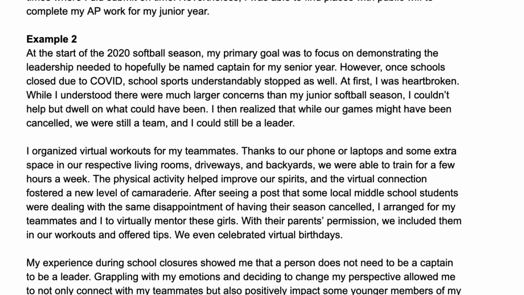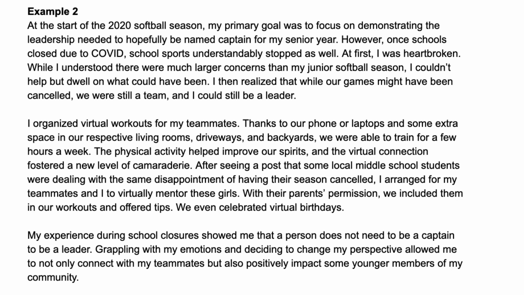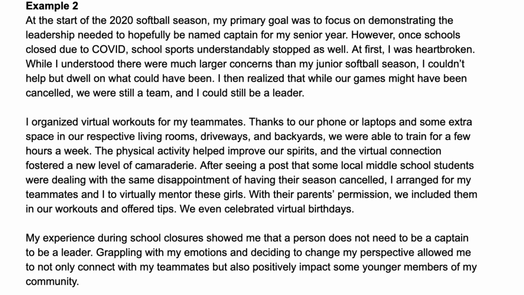And so the student does that here and then talks about how there were larger concerns than softball. So the next sentence, starting with "while I understood," adds a layer of maturity. The student is not so self-centered as to think that softball is the most important thing, but at the same time, we get a sense that softball is important to this particular individual. Then we have this realization that even though the games were canceled, this person could still be a leader and that the team could still work together in some way. So this is kind of showing the pros of COVID-19. This person had a bit of a rocky experience in the beginning perhaps, but overall a positive experience.